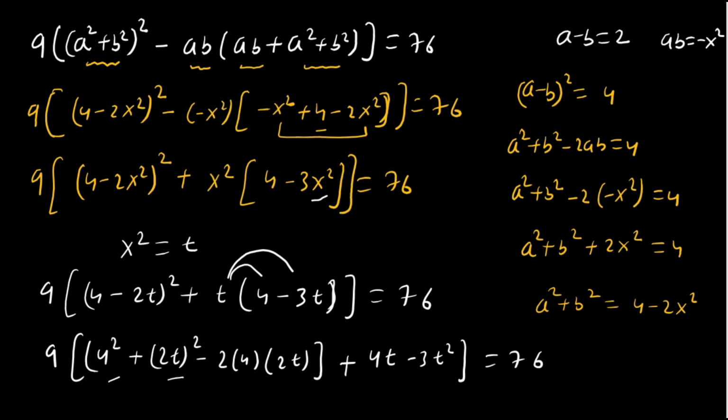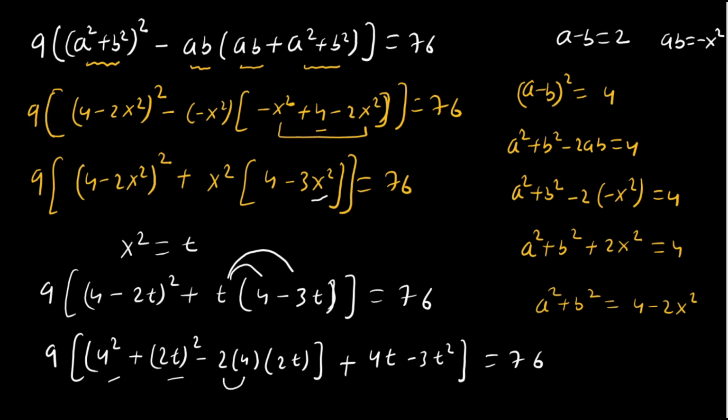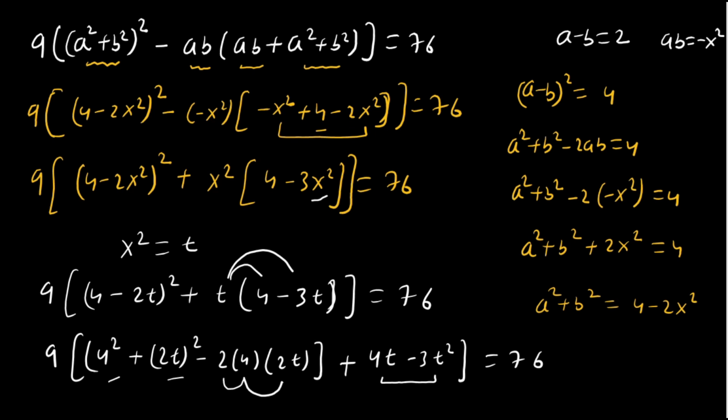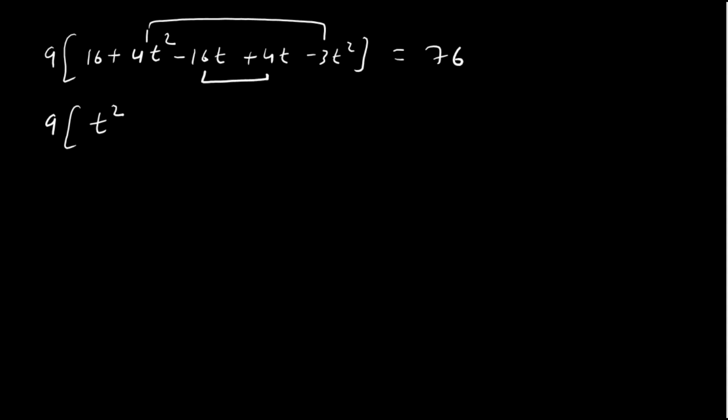Here 9 times 4 square, that is 16, plus 4 times t square, minus here 2 times 4, that is 8, 8 times 2, that is 16, 16 times t, and then 4 times t minus 3 times t square, and this is equal to 76. 9 times here 4 times t square minus 3 times t square is t square, and minus 16 times t plus 4 times t is minus 12 times t, and then plus 16, and this is equal to 76.